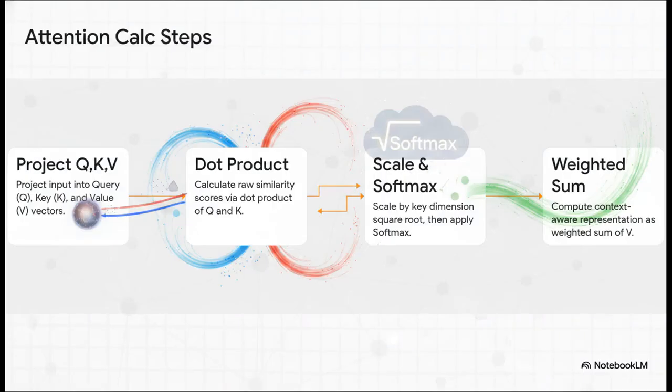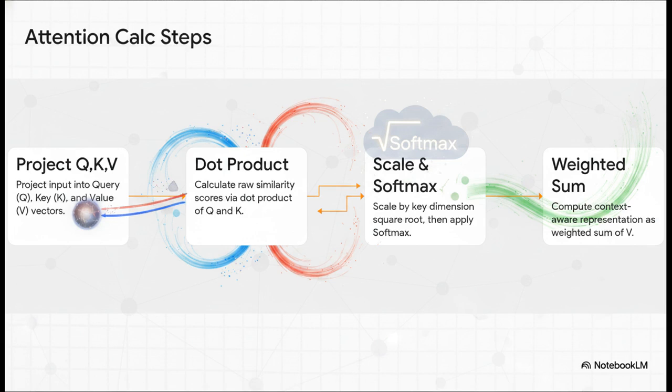Okay, so what is the mechanical sequence of how that attention is actually calculated? Well, it starts by projecting the input into three distinct vectors: a query, a key, and a value. You can think of the query as what a token is looking for, the key as what a token contains, and the value as the actual underlying information. We then calculate raw similarity scores using a dot product of the query and the key. But here's the absolutely crucial part. We mathematically scale these scores by dividing by the square root of the key dimension.